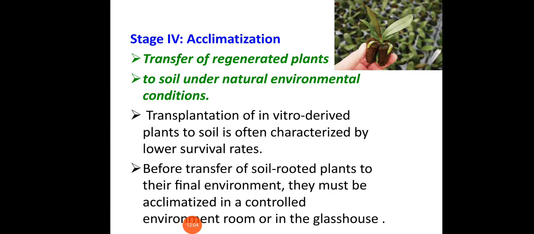Look, until then what was in vitro, we are now making ex vitro. Here transplantation of in vitro derived plants to soil is often characterized by lower survival rates.